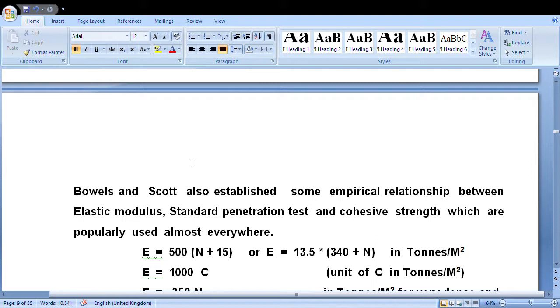Mostly, there are three types of settlements. First is immediate settlement, second is elastic settlement, and third is compressible settlement, that is long-term consolidation settlement. In addition to this, another settlement is there. This is distortion settlement.